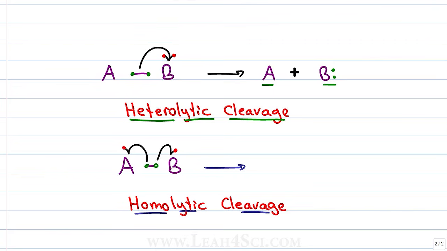Homo, meaning the same, tells us that each of these atoms gets the same number of electrons when the bond is broken. That means A has a single unpaired electron, or a radical, and B has a single unpaired radical electron. Both of these are going to be very reactive, so let's take a look at the steps of a radical reaction. The first step of a radical reaction is called initiation, because we initiate the reaction to create the radicals.